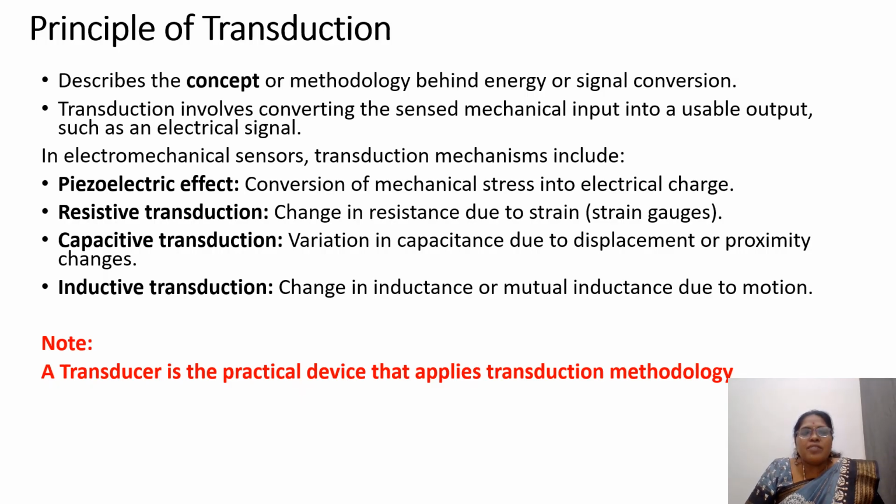So when you say resistive transduction, it means the change in resistance that happens due to strain. Strain comes from the mechanical input. Capacitive transduction means that due to displacement there is a change in the capacitance. Inductive transduction means that due to motion there will be a change in the inductance. Like that, whichever mechanical property or any property is converted into some useful output, I can say that is transduction.